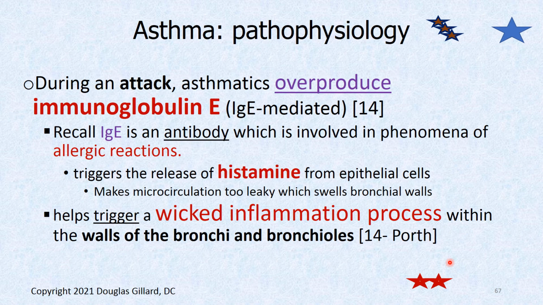Okay, some more basic stuff you probably know. During an attack, asthmatics overproduce IgE, immunoglobulin E. Of course, recall that IgE is an antibody, which is involved in allergic reactions. And IgE triggers the release of histamine, which is going to make the microcirculation really leaky. And so it sparks an inflammation process, and it lets blood fluid leak out really easily in the microcirculation.